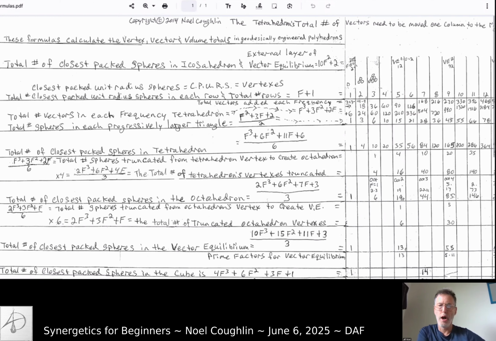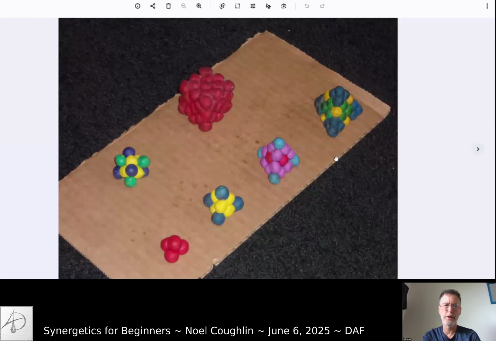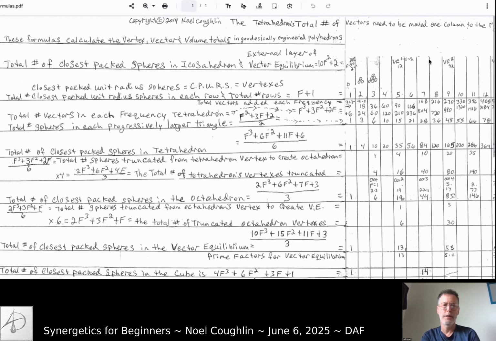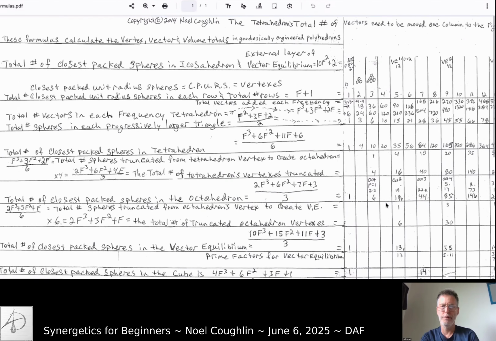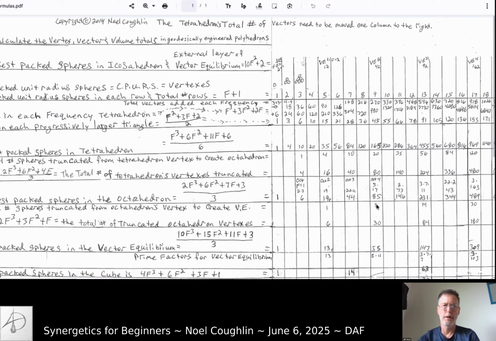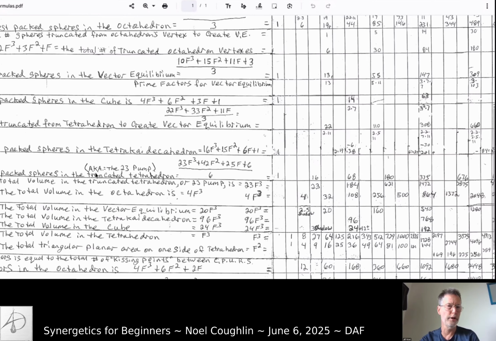Now, when you knock off 1 ball from each of its vertexes for a total of 6, you get the 13 balls of the vector equilibrium, which is this little green figure in here. Now, as we continue fractionating it, we notice that on every third frequency, we can get this truncated tetrahedron, as I showed in that picture, and it shows up every third frequency at the center of volume.